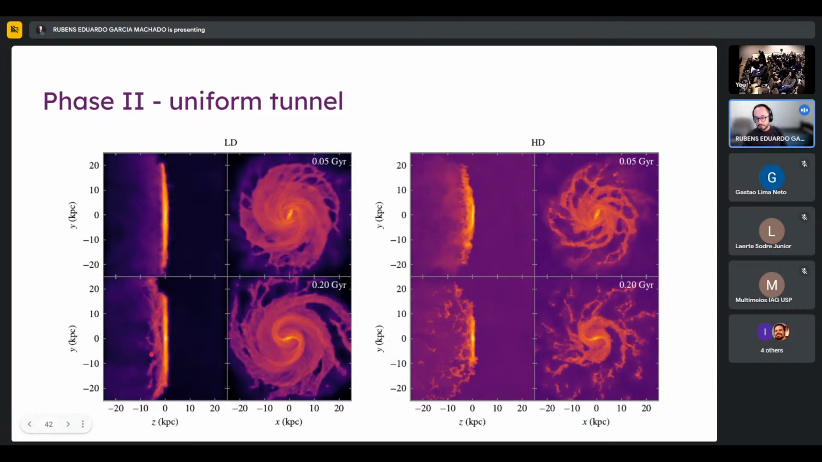Already the difference between these two galaxies is that the one that moved for 0.2 gigayears through the high-density gas naturally developed a more pronounced tail of gas, and we can already see that the size of the gas disk in this case is already smaller than the size of the gas disk here. Now, these two snapshots, this one here in the low density environment gas, and this one here in the high density environment, are placed at the beginning of the third phase, which is the actual simulation.